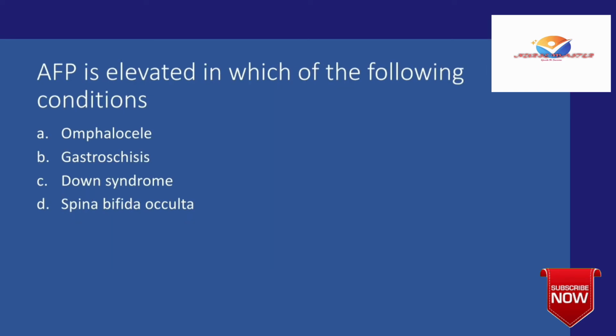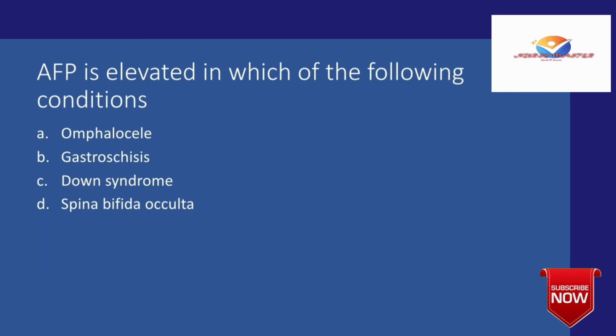Alpha fetoprotein or AFP is elevated in which of the following conditions? Option A, omphalocele. Option B, gastroschisis. Option C, Down syndrome. Option D, spina bifida occulta. The correct answer is option D, spina bifida occulta.